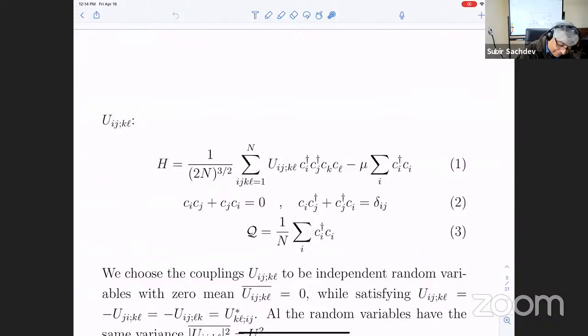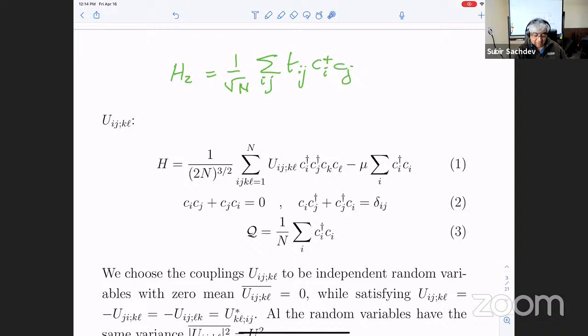So the random matrix model, I'm going to call it H2 for a reason that will become clear in a minute. It's 1 over square root of N, sum over ij, T_ij c†_i c_j. So in the random matrix model, you had electrons that were hopping from site to site with a random coupling, T_ij, which had two indices. So that's why it's called H2, because of the two indices on the T_ij. So now you generalize to this model, which we can temporarily call H4.